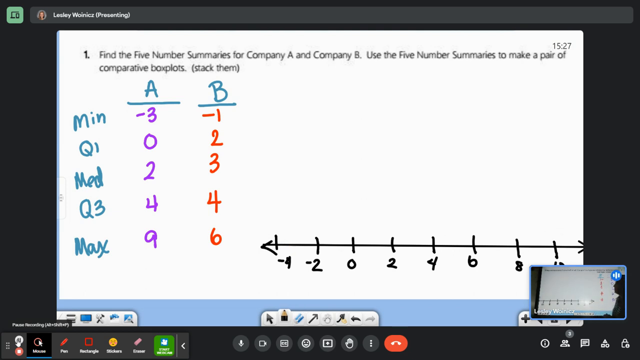Okay, try to get your scale as even as possible. If you're using a ruler, you can maybe use the centimeters or the quarter inches or something like that.